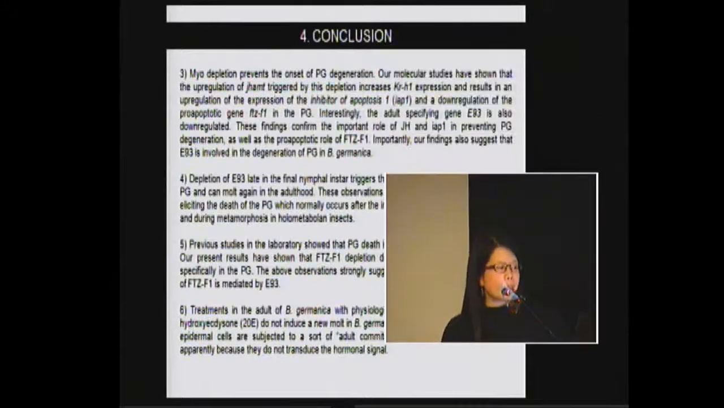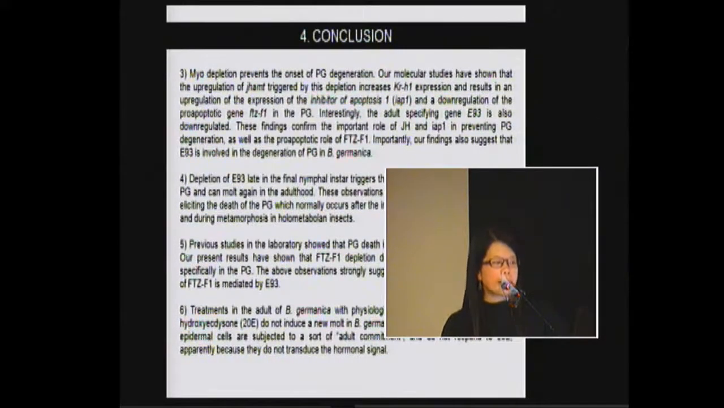Third, myoclonine depletion prevents the onset of prothoracic gland degeneration. Our molecular studies have shown that the upregulation of juvenile hormone acid methyltransferase triggered by this depletion increased Krüppel homolog 1 expression and results in an upregulation of the expression of the inhibitor of apoptosis 1, IAP1, and a downregulation of the pro-apoptotic gene Fushi tarazu transcription factor 1, in the prothoracic gland.